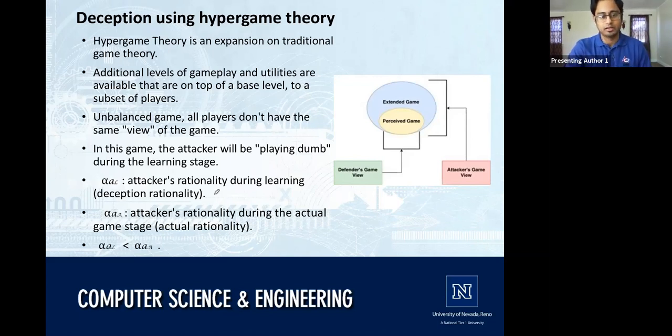Now, the deception rationality is what we call the irrational behavior, and the actual rationality is what we call the actual behavior. We assume that the deception rationality is a lot less than the attacker's actual rationality. So case in point, if you take a look at this figure, you have both the defender's and the attacker's viewpoints. The defender is assuming that some game is happening. However, the attacker has a much higher viewpoint of the game because they've successfully deceived the defender.